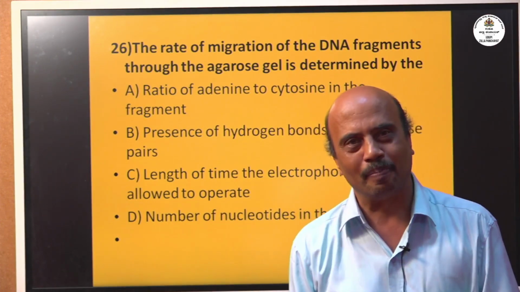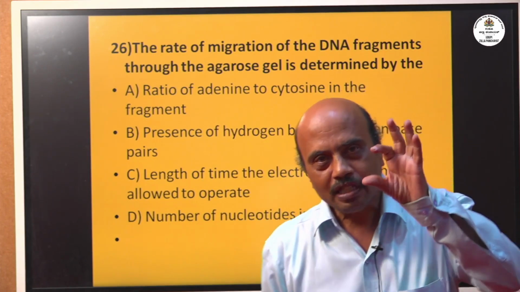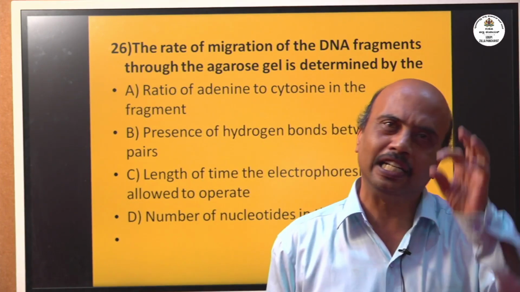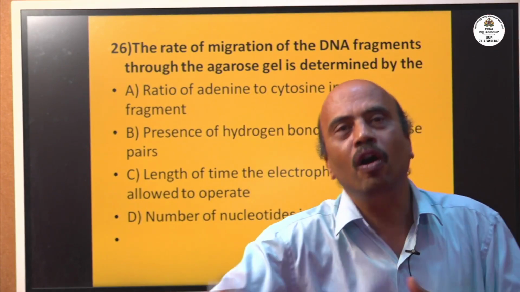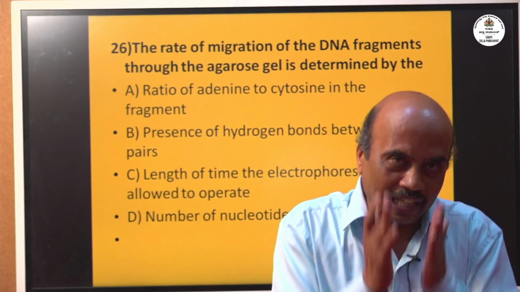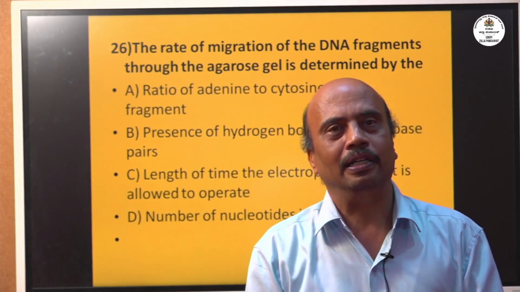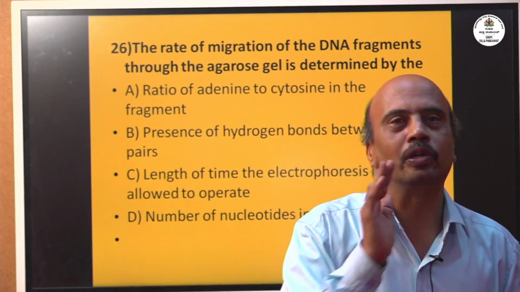That is a very simple concept. For example, if a fragment has only 2 nucleotides, it is very short. If it has 100 nucleotides, it is long. If it has 1000, still long, like that. So the length of the DNA fragment is based on the number of nucleotides that are present.